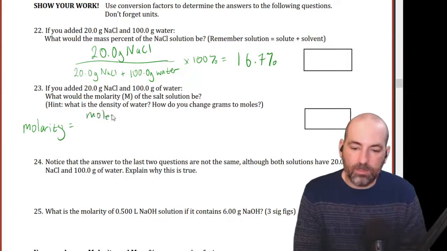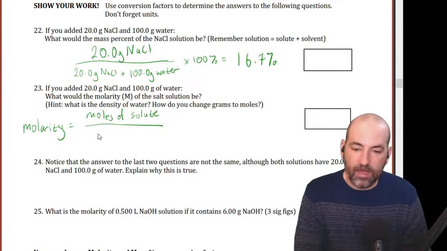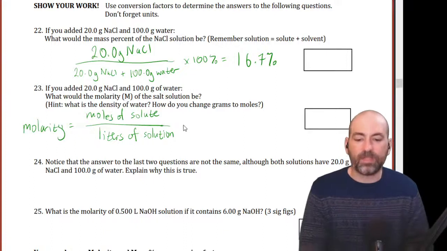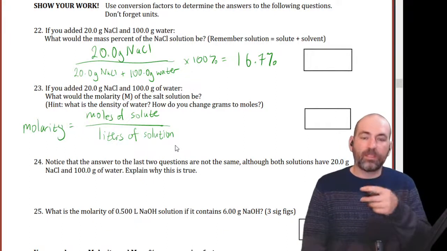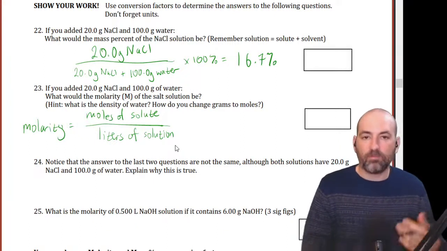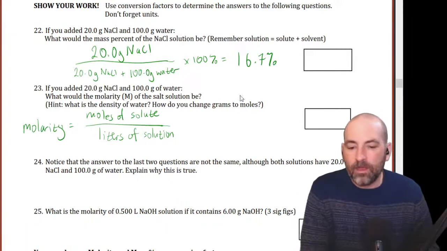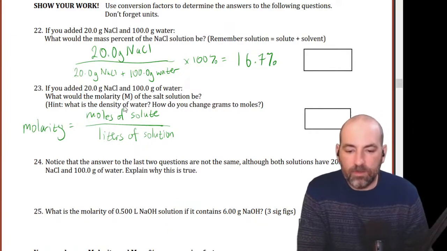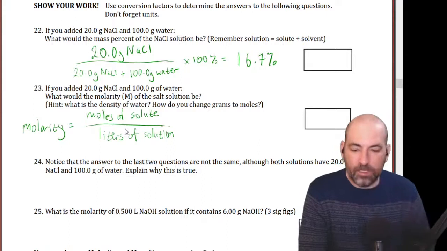It's moles of solute divided by liters of solution. It's not a percentage. It just has its own units called molar, capital M. So instead of knowing the grams of sodium chloride, we need to know the moles. Now that part we can do.